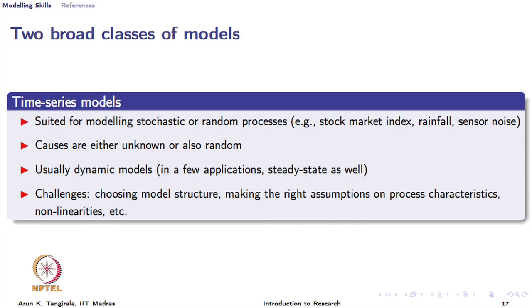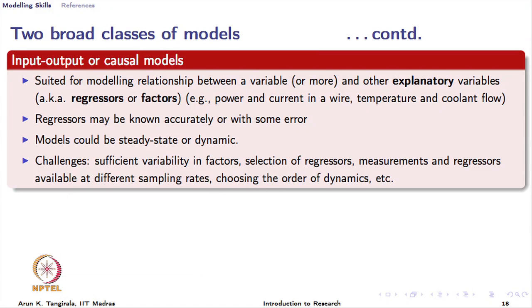Now, on the contrary, we have what are known as input output models, which are causal models, where I try to explain one variable using other variables that I think are causing or influencing the variable of interest to me, like the temperature relative humidity example, or maybe if I am measuring the power versus current in a wire, or the temperature of a reactor versus a coolant flow and so on, there I can think of an input output relationship between these variables and build regressive models.